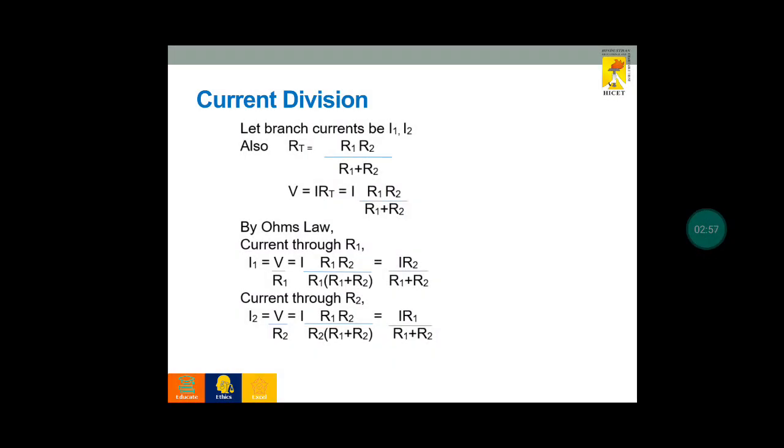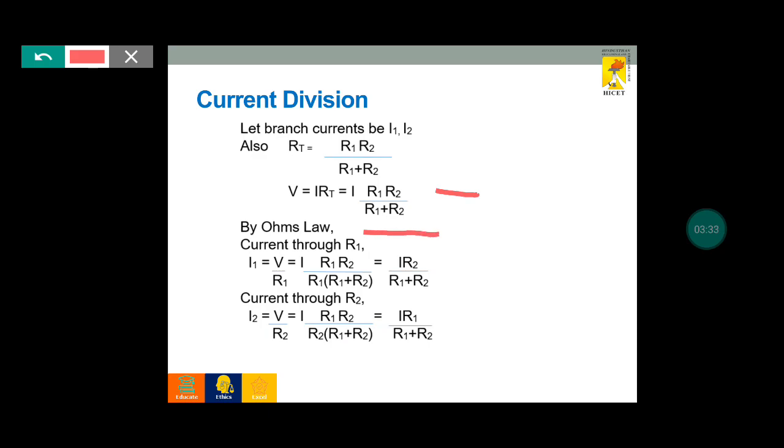Here we have one current division rule. When there are many parallel resistors, we have to find the branch current. In order to do that we have a formula called the current division rule. Let the branch currents be I1 and I2, and we know that the total resistance is R1 into R2 by R1 plus R2. So total V equals total current into total resistance, that is V equals I into R1 R2 by R1 plus R2.